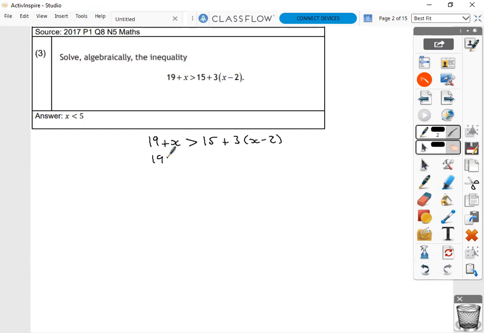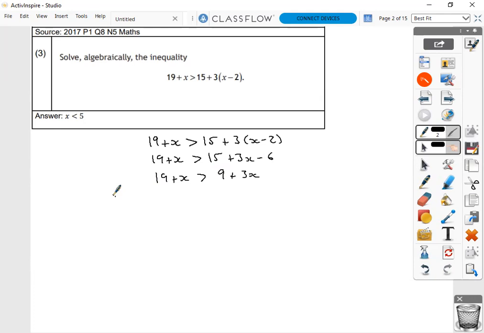Just going to break that bracket up and tidy up the right hand side so I do nothing to the left. So plus 3x minus 2, no, minus 6. Plus 3x minus 6. Tidy up that side, so 15 minus 6 would be 9 plus 3x, so only collecting like terms.